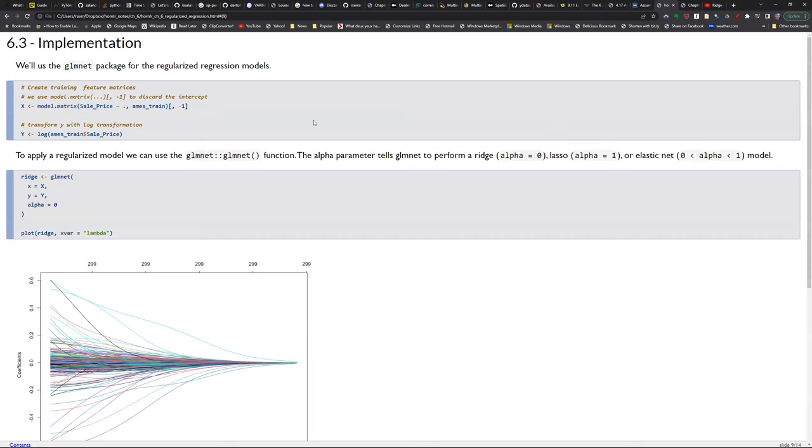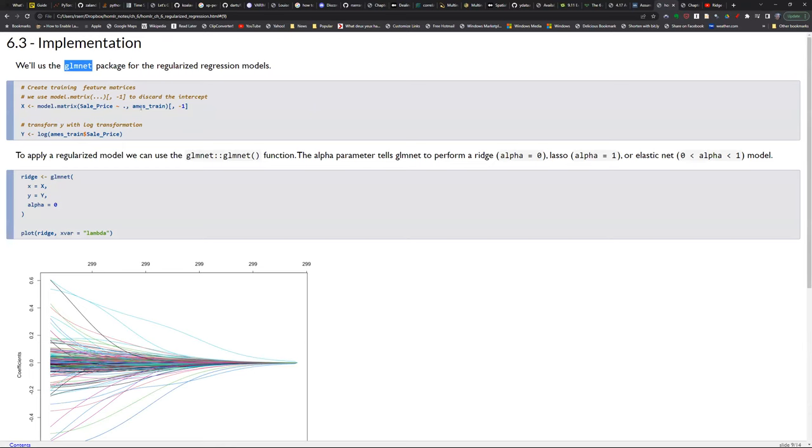Okay, so in the implementation, the author uses the glmnet package, which is the same package that is used in tidymodels, the new machine learning framework. But let's stick with base R here and use glmnet as intended.